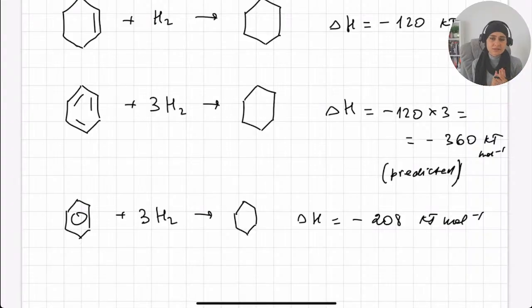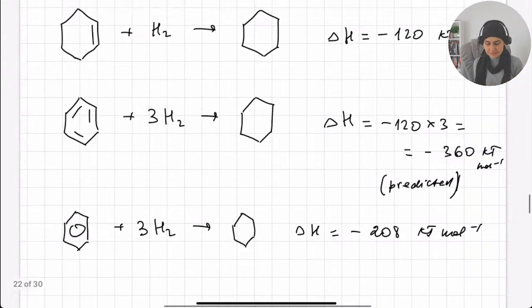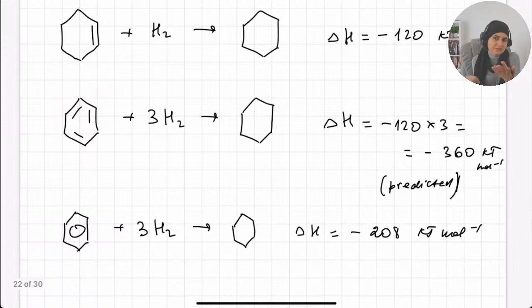And what does it tell you? Well, again, it's a proof that benzene does not have 3 double bonds, because if it did, it would have the minus 360 enthalpy change for this reaction. What else does it show us? It shows us that benzene with delocalization is more stable than cyclohexa-1,3,5-triene or whatever that is. Yeah, so then it's more stable than this imaginary structure.